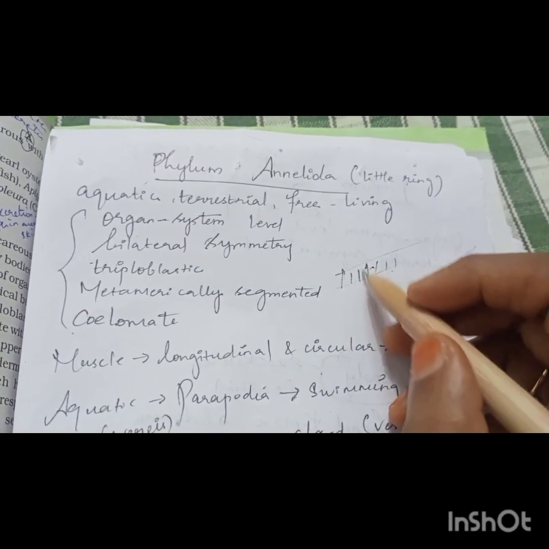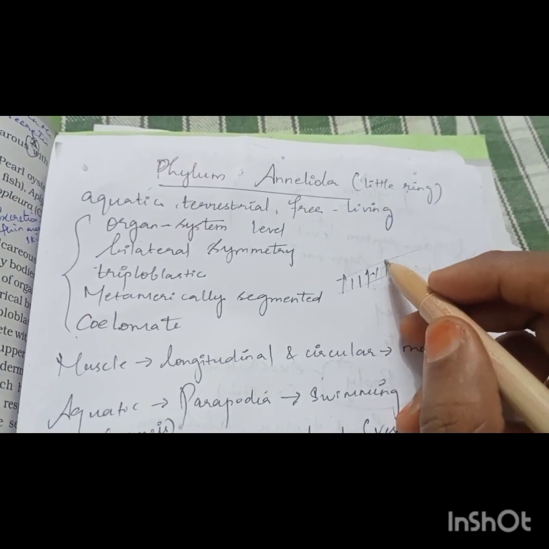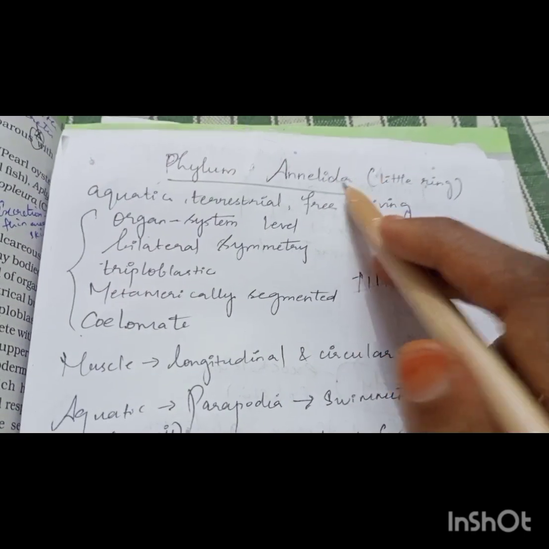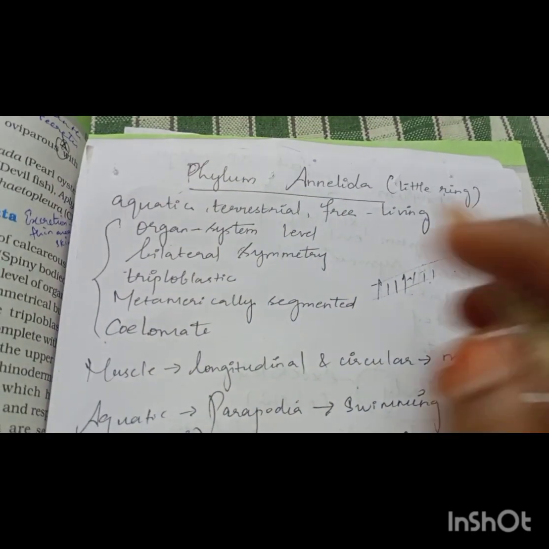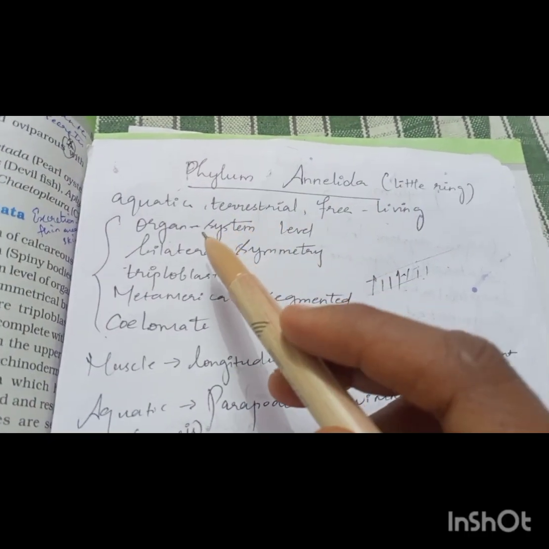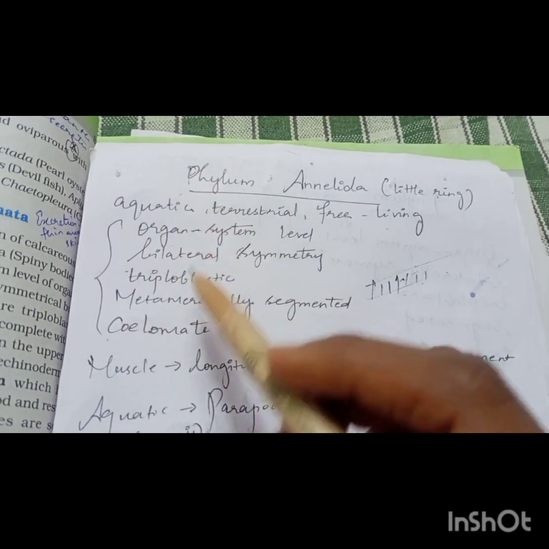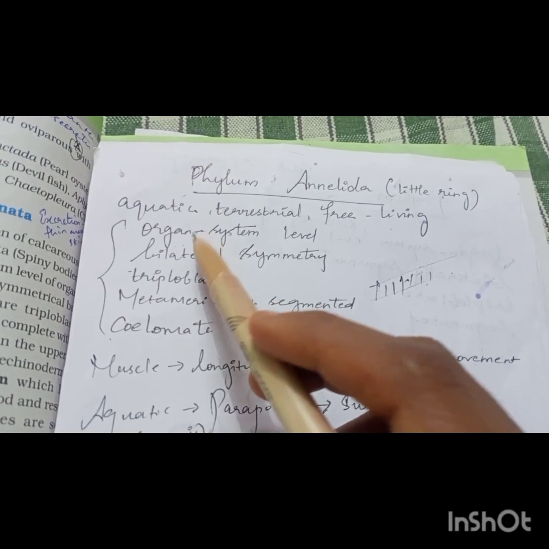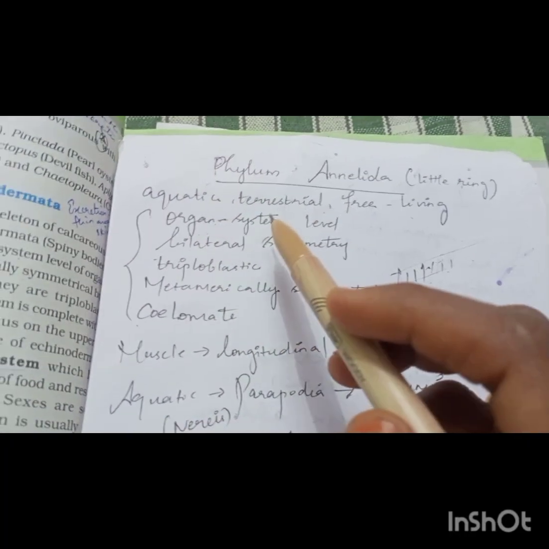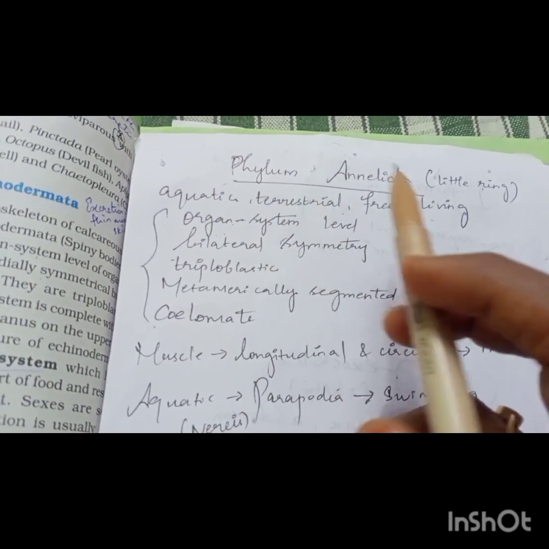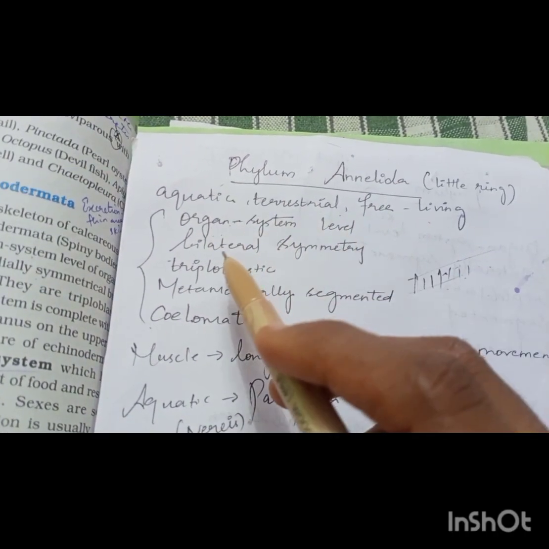You can see the entire body is segmented and each segment looks like a ring attached together, and hence the phylum got its name Annelida. They are aquatic, terrestrial, and free living. Here the body organization is organ system level. The organs combine together to perform some common function like digestion, respiration. So it is organ system level.